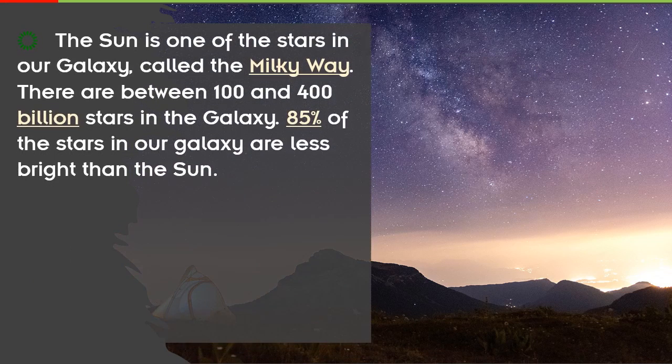The Sun is one of the stars in our galaxy, called the Milky Way. There are between 100 and 400 billion stars in the galaxy. 85% of the stars in our galaxy are less bright than the Sun.